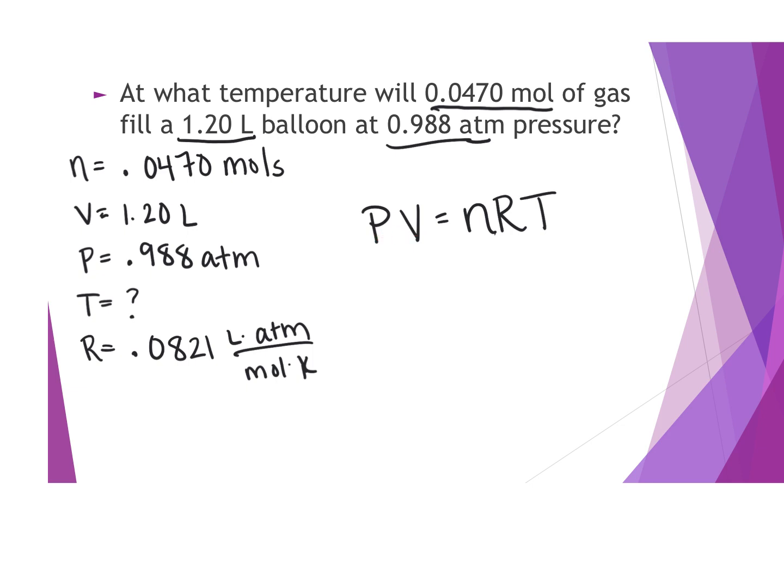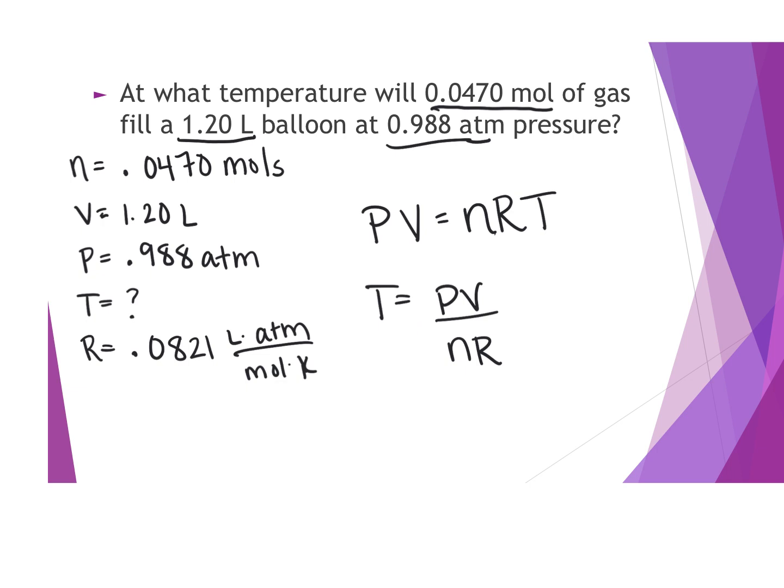What do you have to do? Multiply. They're multiplied already, so what's the opposite? Divide. Okay, so temp is equal to PV divided by nR. So I would recommend doing this step first. It's easier just to divide a couple letters than it is to deal with numbers.